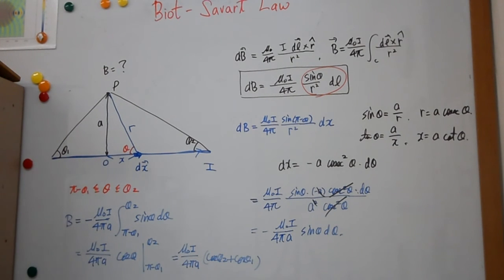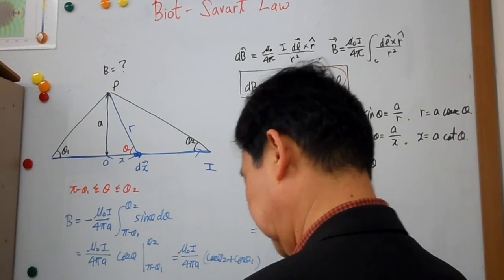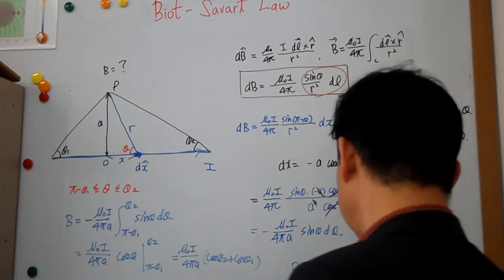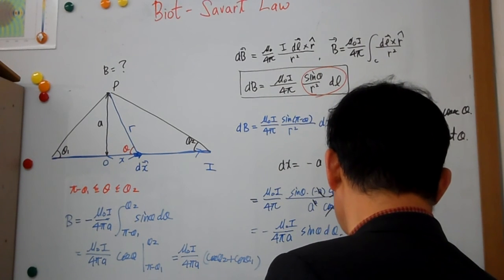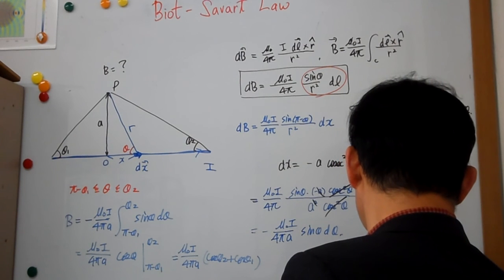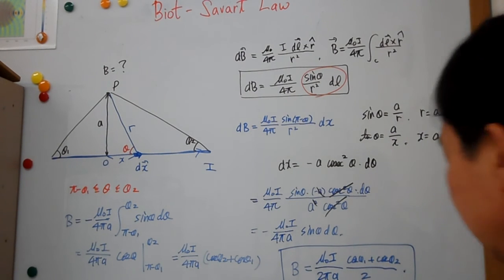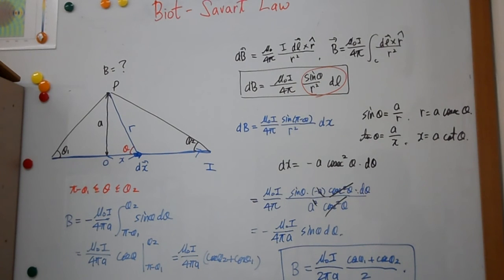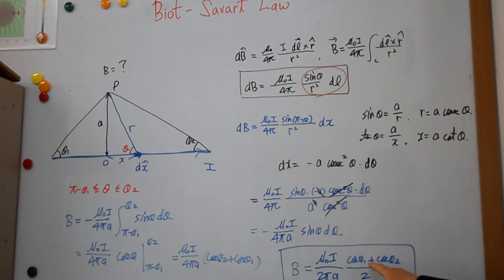We prepare the more compact form in this way. B equals mu 0 I divided by 2 pi A, which is common. We already know what it means. And this term, cosine theta 1 plus cosine theta 2 divided by 2, is just the numerical arithmetic average. It's beautiful.